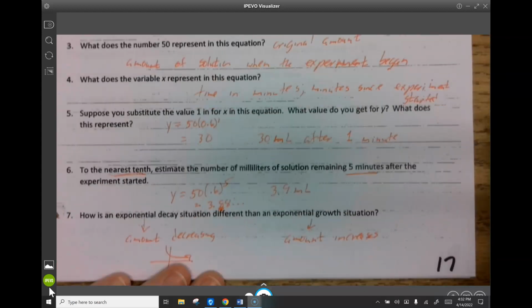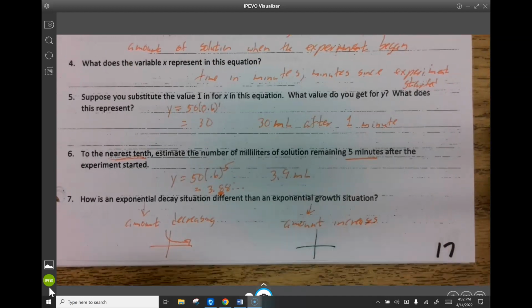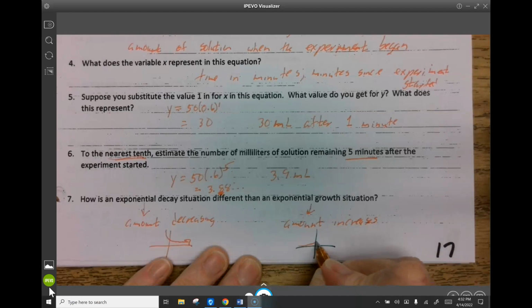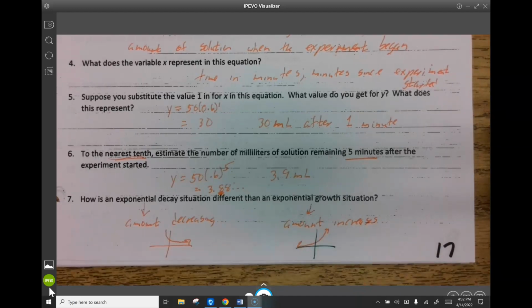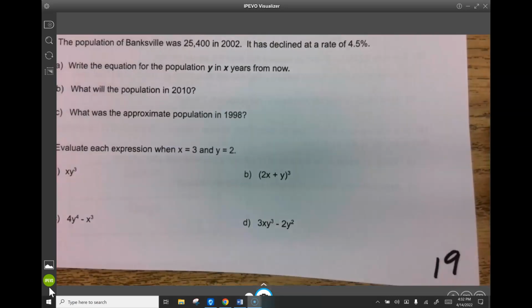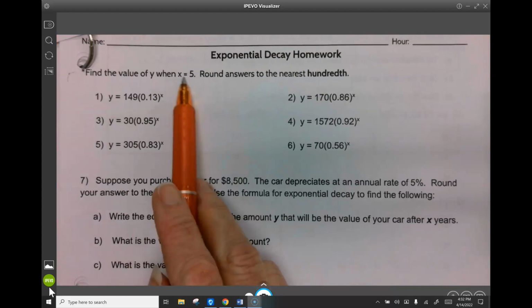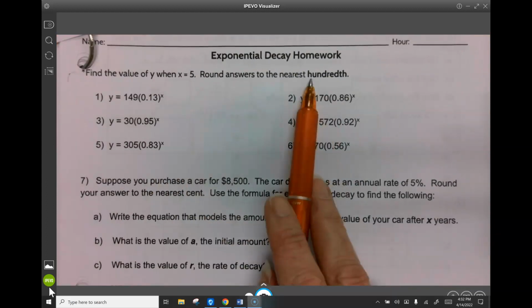So your graph goes like this. Okay? So this is decay, this is growth. Let's look at the homework. So here, x is 5, plug it in, round to the nearest hundredth.